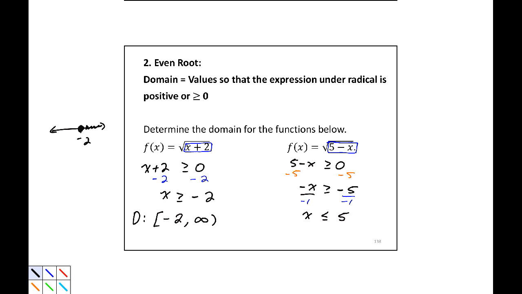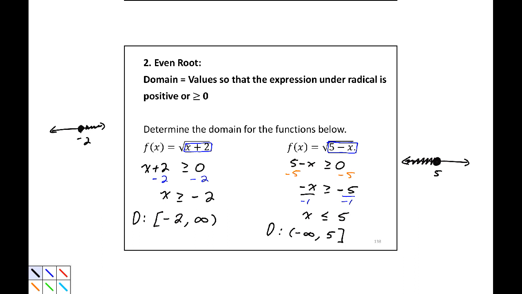And notice that whenever we divide or multiply by a negative number, the sign switches. So x is less than or equal to 5. Again, that is where our function is valid. That is its domain. So the domain for this, let me go ahead and draw a number line. We've got 5, and we are less than or equal to that. That goes to the left of positive 5. Which would make our domain minus infinity, parenthesis of course, to positive 5 with a bracket because we are including that.